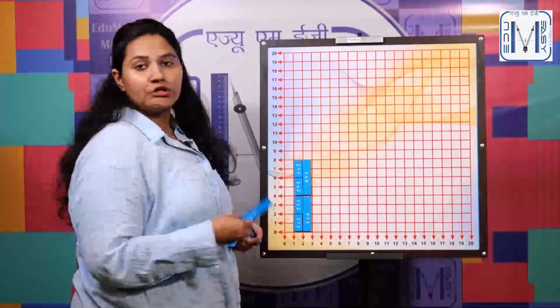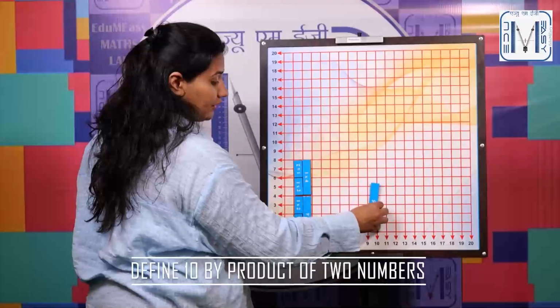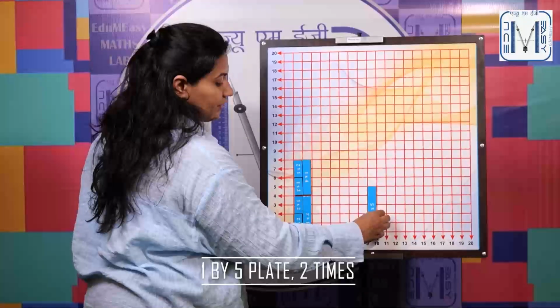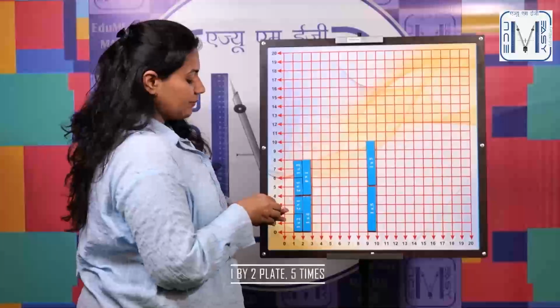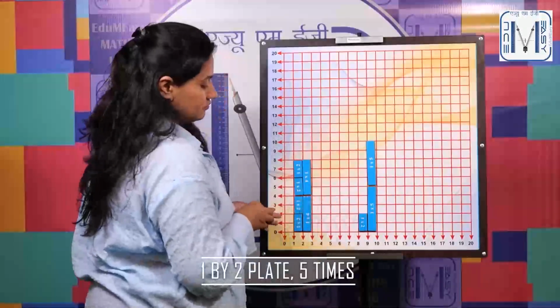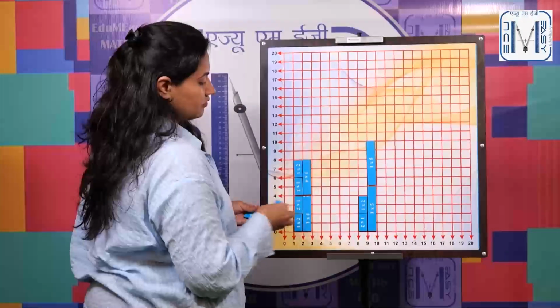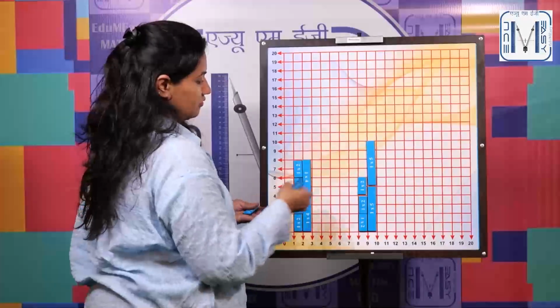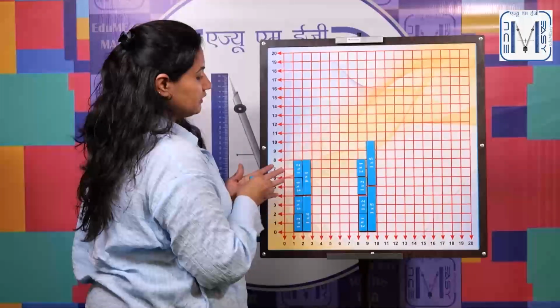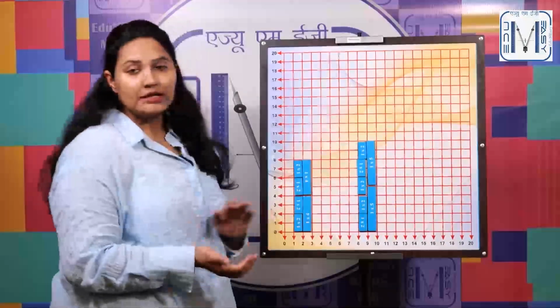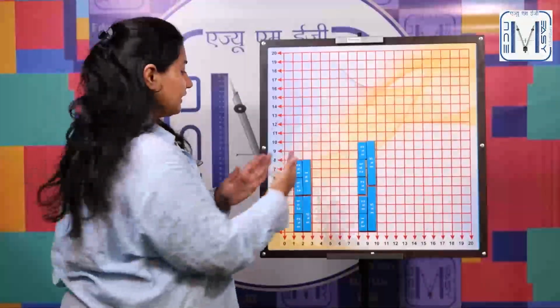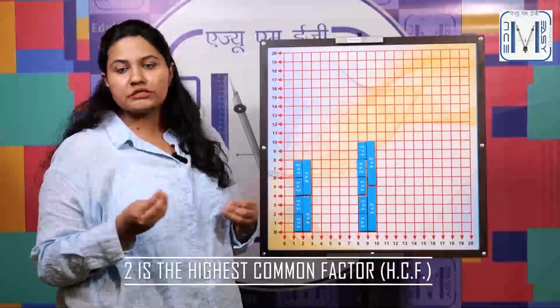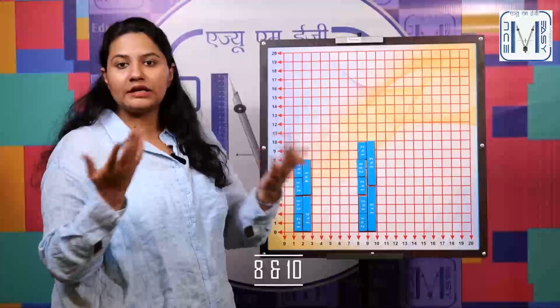Now let's put 10 over here. Let's define 10. So I will use the 1 by 5 plates 2 times, and obviously I will use the 1 by 2 plates 5 times. Okay, now as you can see, 2 is a common factor between 8 and 10. So 2 is the highest common factor of 8 and 10.